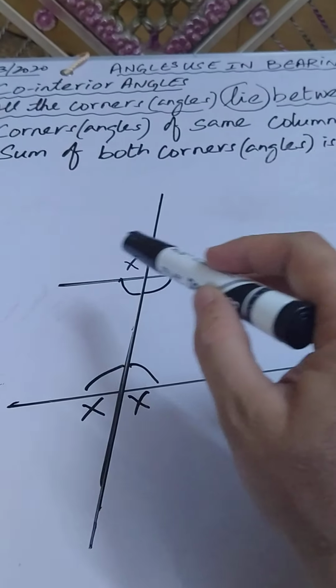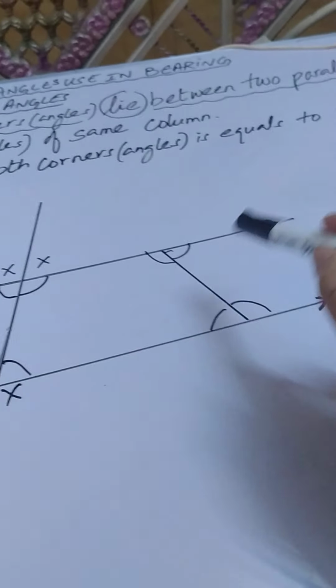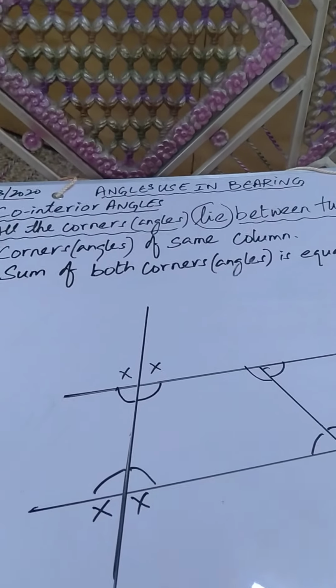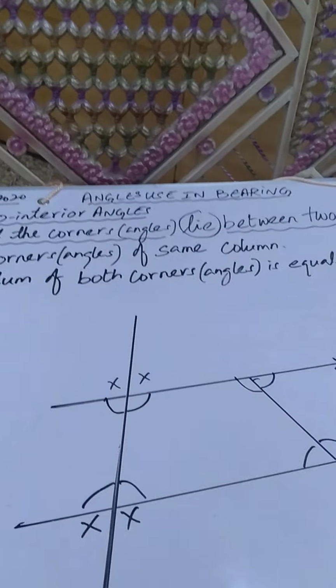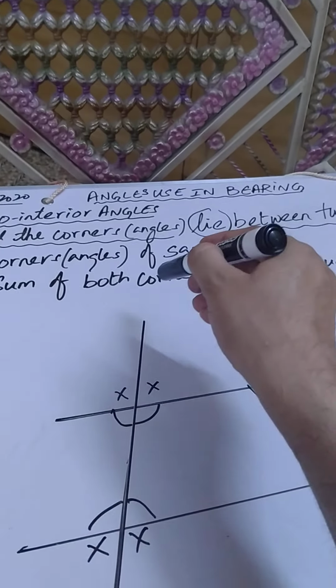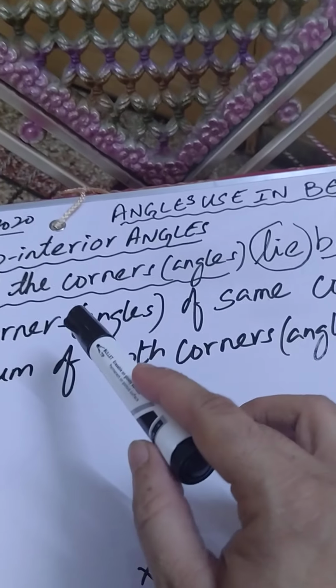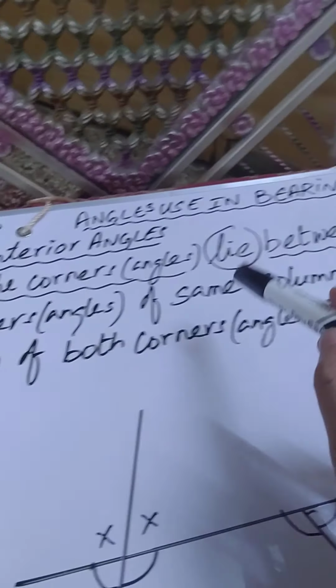So this one: 1 2 3 4 5 6 7 8, these 8 corners lie between the two parallel lines. Always remember guys, use one transversal at a time, with one pair of parallel lines, use one transversal at a time. Okay guys, now clue number 2, corners of same column.